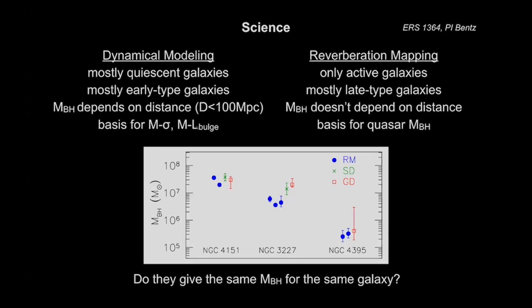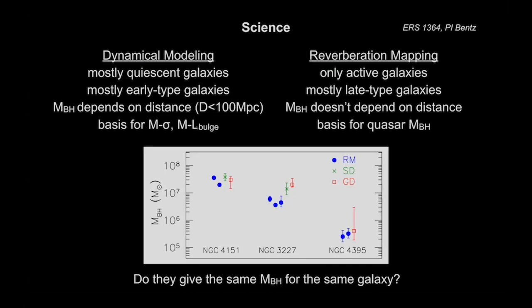Nevertheless, dynamical modeling has given us a sample of approximately 100 supermassive black hole masses, and those masses form the basis for the really well-used host galaxy black hole mass scaling relationships, like the M sigma relationship, or the relationship between the black hole mass and the bulge luminosity.